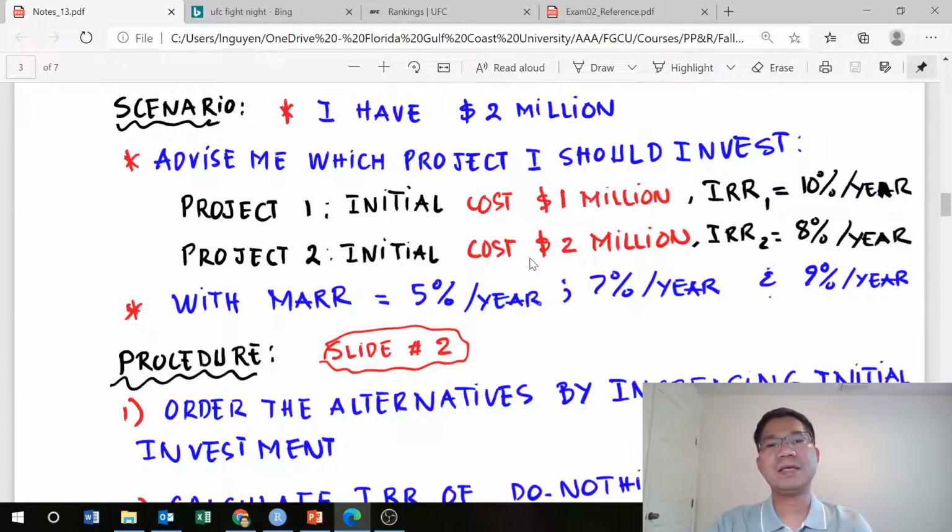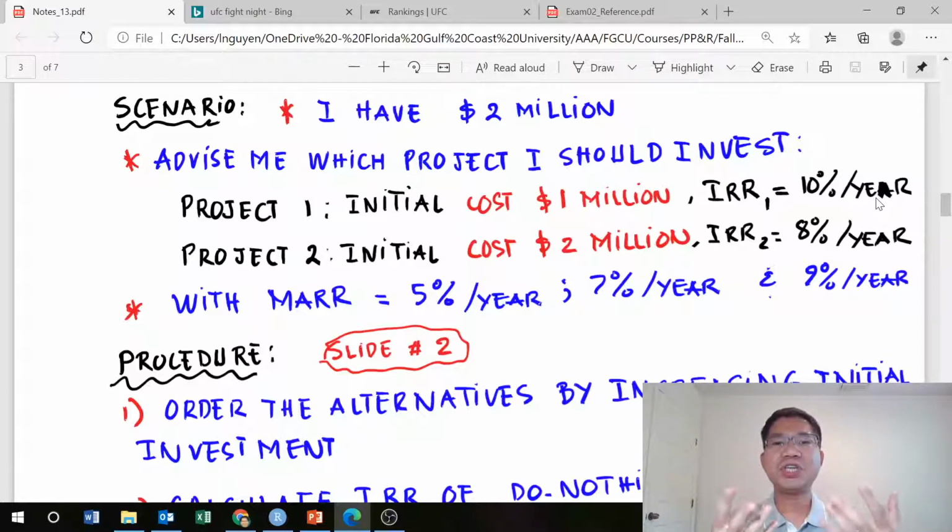Very clear, right? Now, if I go with project 1, with my 5% per year, project 1 is $1 million at 10% per year. So if I put that $1 million at 10% per year, 1 million times 10%, I get $100,000 per year for the 1 million I invest. But remember, I have $2 million. I have 1 more million. What should I do with that 1 million?